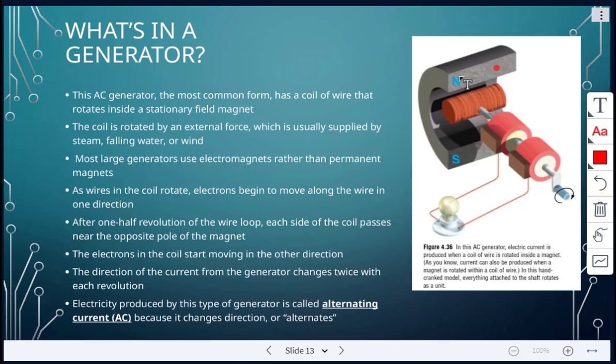Now keep in mind, in this type here, the wire is rotating inside a magnet, but we also know that current can also be produced when the magnet is rotated within the coil of wire. This is also using a hand crank model.